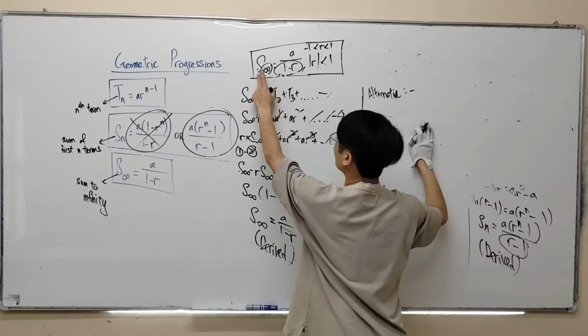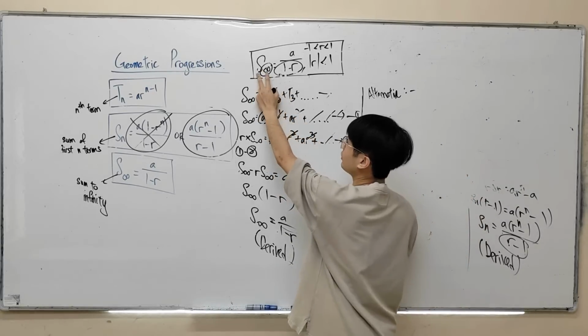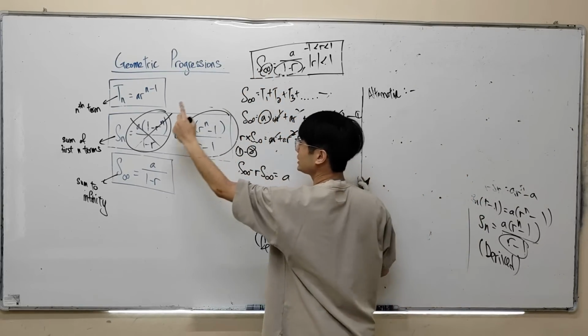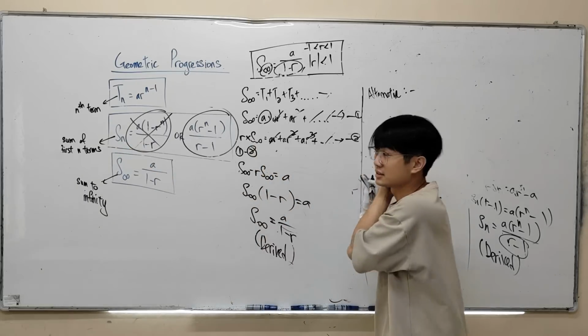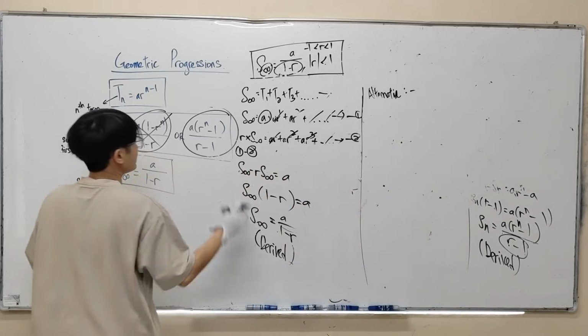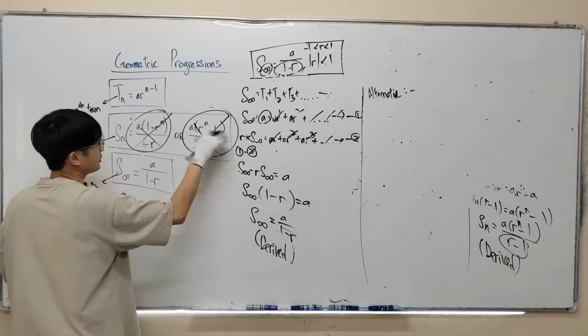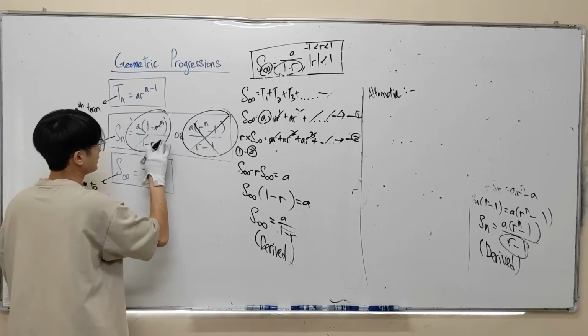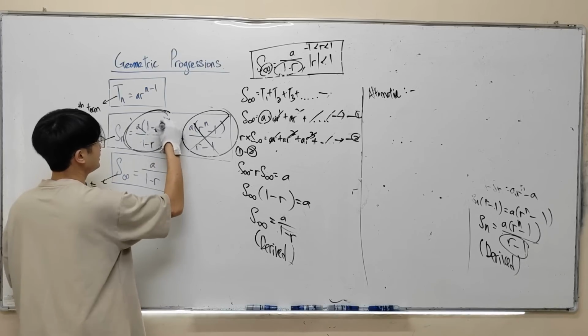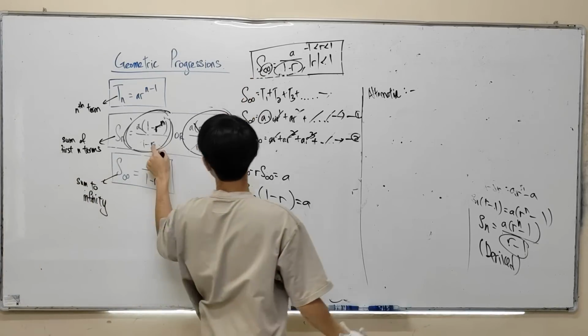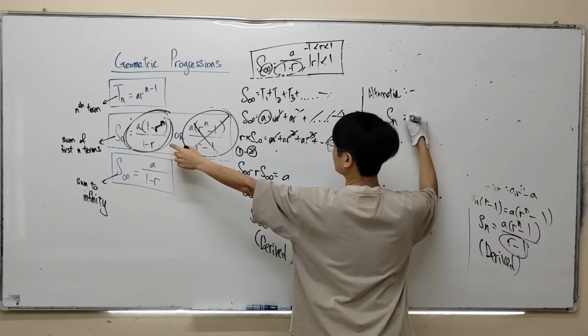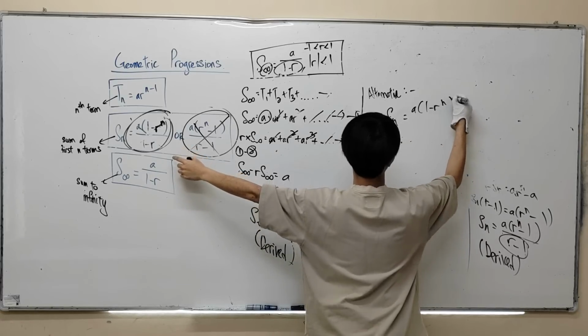So we can also prove the S infinity formula, derive this formula, using the Sn formula. Yes, you can do that. But not that one. You will use this one, this formula, to derive the S infinity. So let's write down this formula. Sn equals A bracket 1 minus R power n over 1 minus R.